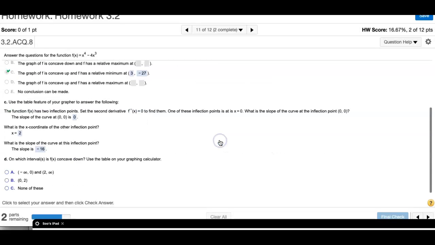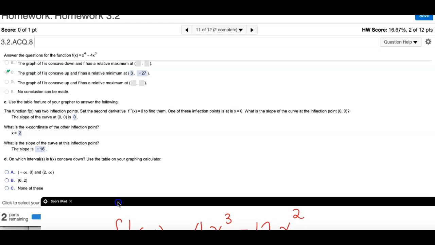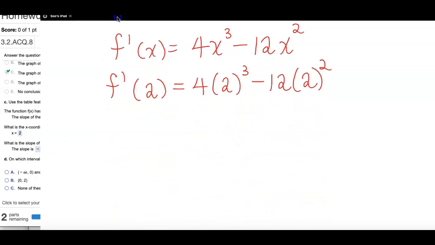Excellent. All right, next, on which interval is f of x concave down? Use a table on your graphing calculator. I don't need that. We know how to do this without a graphing calculator. So let me go bring up my notepad and let's do the concavity work. Okay, let's do the sign work. I'll bring it over here.